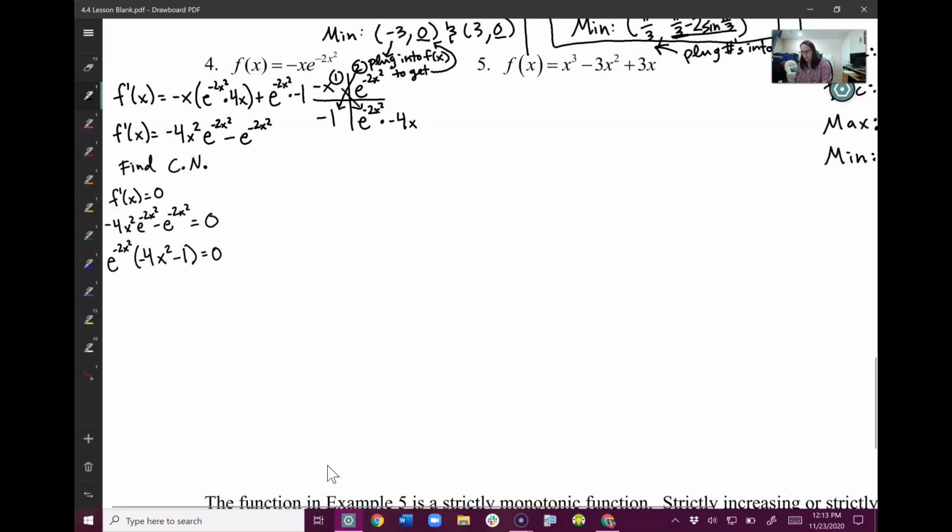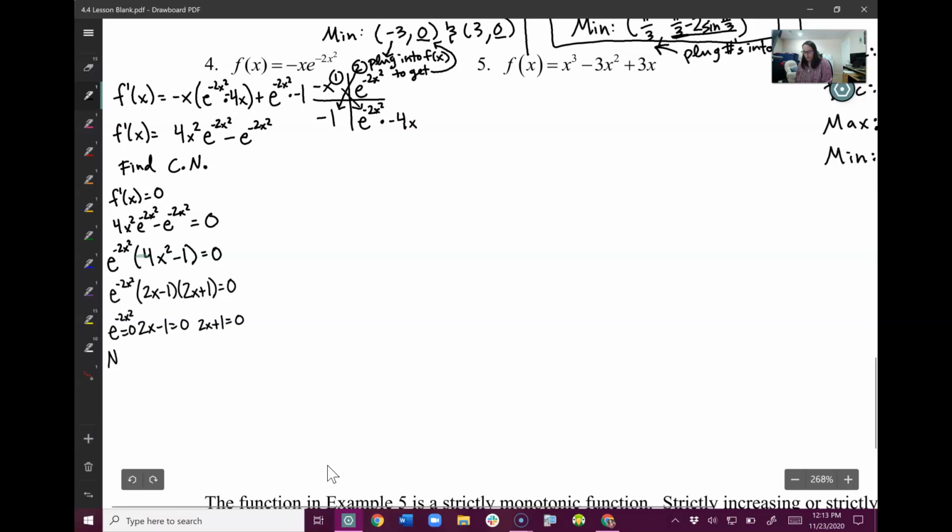Oops, sorry, this should be a negative 4x, which makes that a positive. Let me fix that real quick. Thought something was wrong there. There we go. Okay, and I also noticed that this is a difference of squares. This is 2x minus 1, 2x plus 1. And now I can set all of these pieces equal to 0.